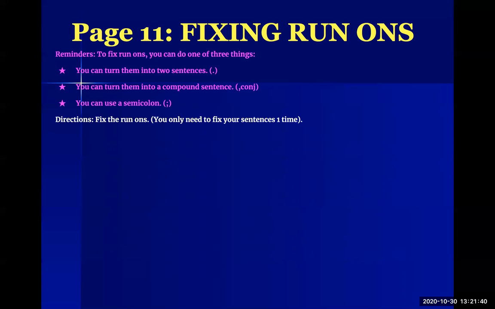You're only going to fix your sentence using one of those ways. I'm going to show you the examples of how you could do all three of those for the first two that we do together, okay? Choose one of those fixes to write down as your example, but on page 11, I want you to use all three of these fixes at least one time.